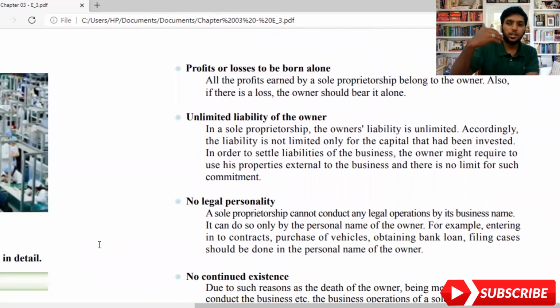When you pay more than the amount you have taken, sometimes you might pay by selling your house. So you might lose all the assets you have. That's what we call unlimited liability. Unlimited liability says that if you cannot pay the debt you have taken, you might even sell your properties. This happens in sole proprietorship.